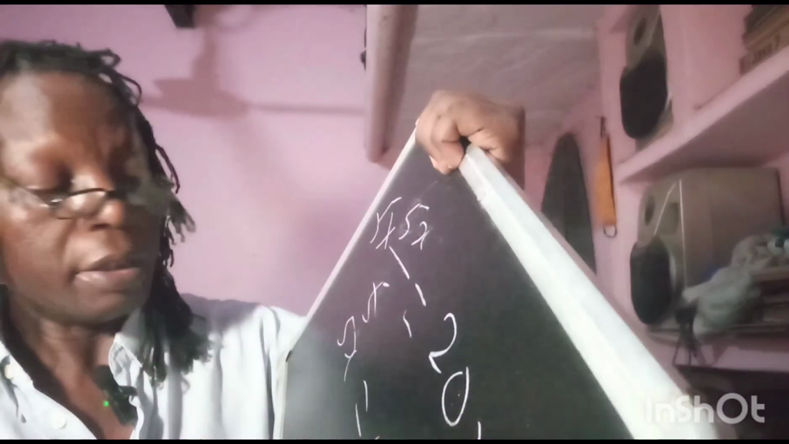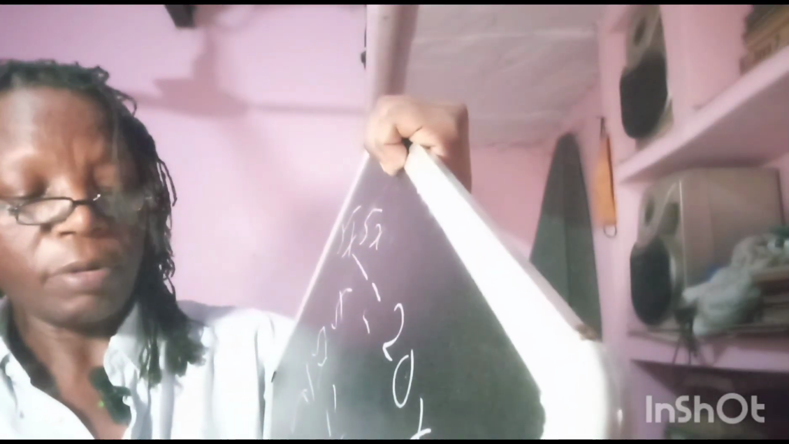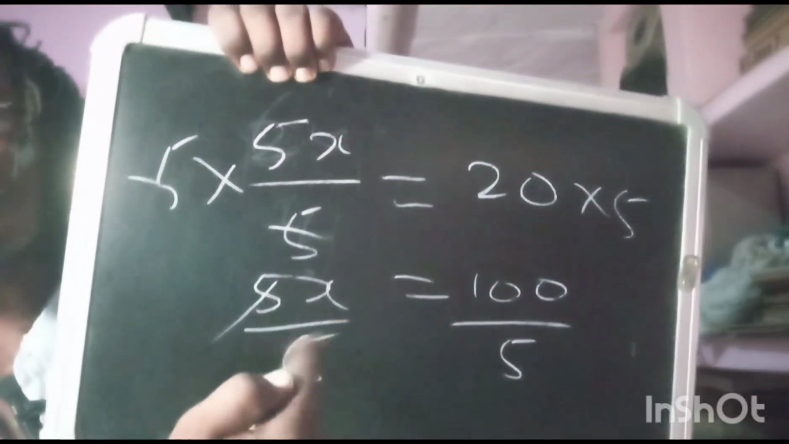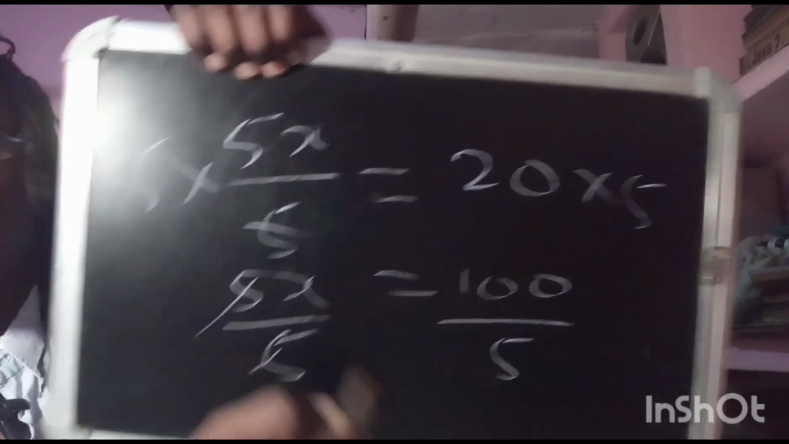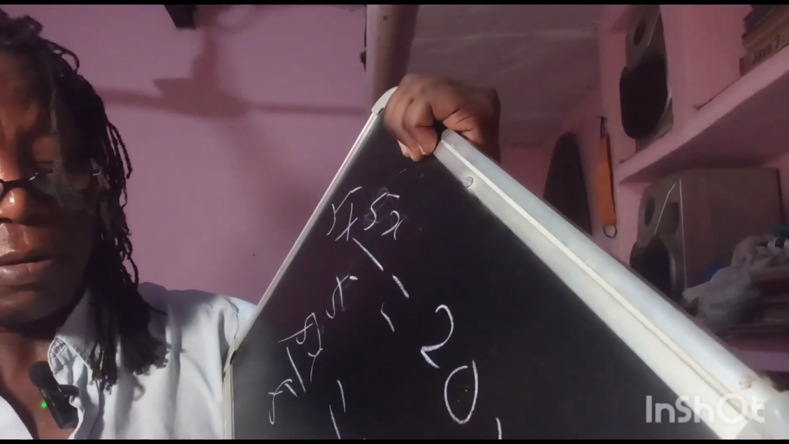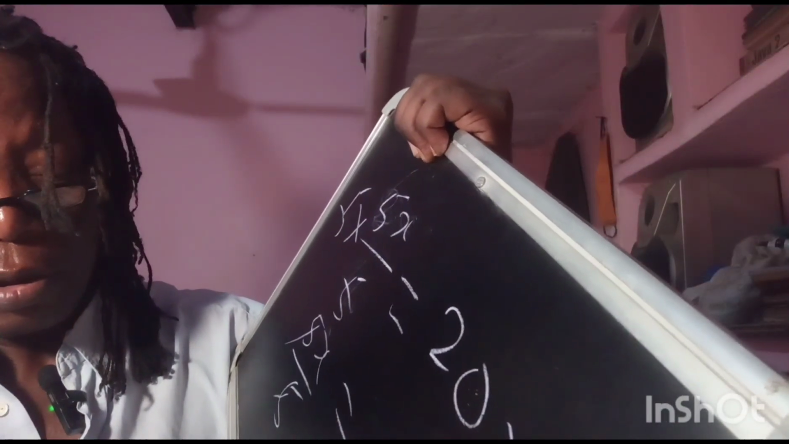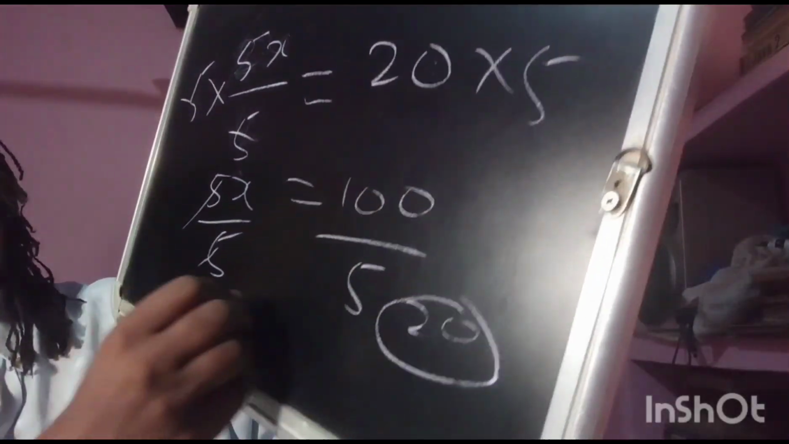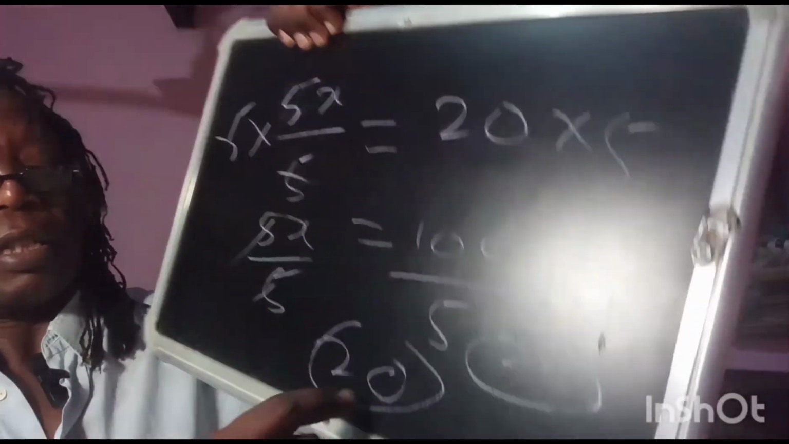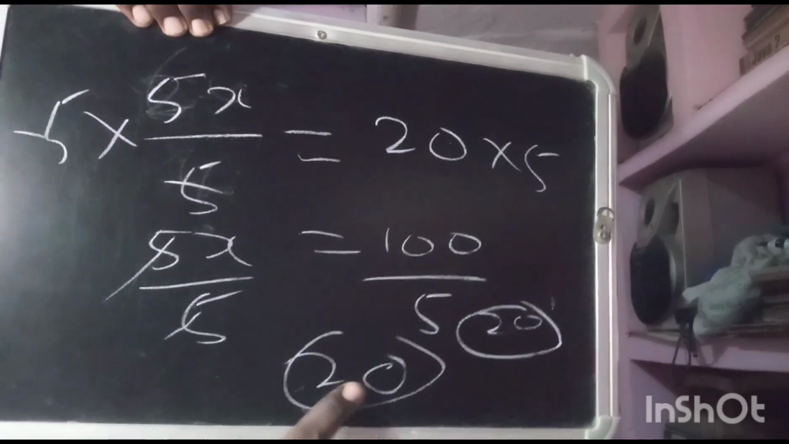100. So 100, now you divide by 5. I'm sorry, I'm doing it fast to isolate, so you get x, the value of x. So 5 goes into 10 twice. Okay, so the answer is 20. The answer is 20, this one.